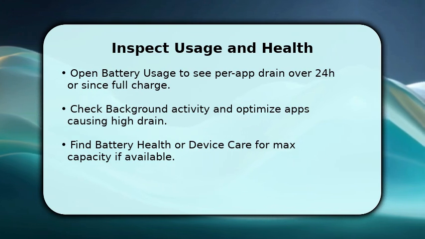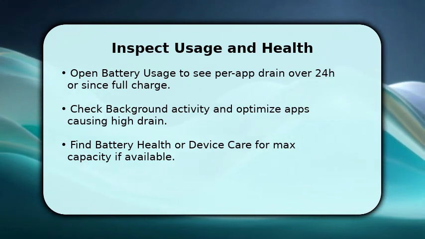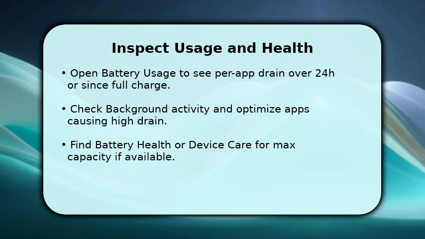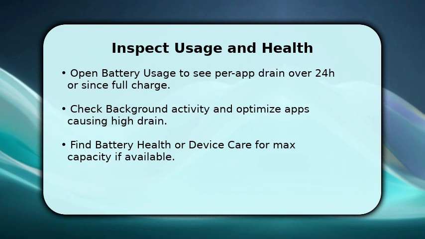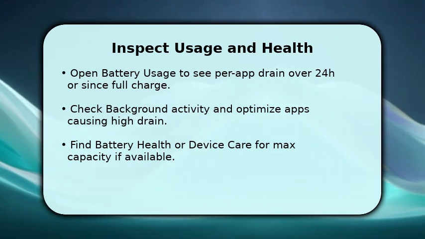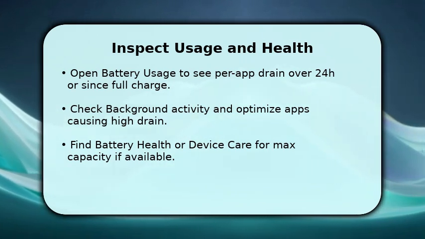Then look for battery health or device care to check maximum capacity and charging cycles if your Oppo model shows that. This explains why battery life changed. Make choices, optimize settings, uninstall heavy apps, or adjust sync frequency.